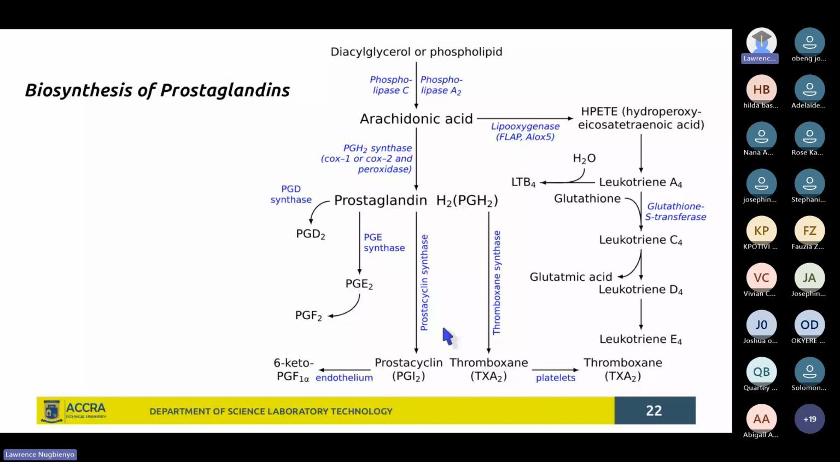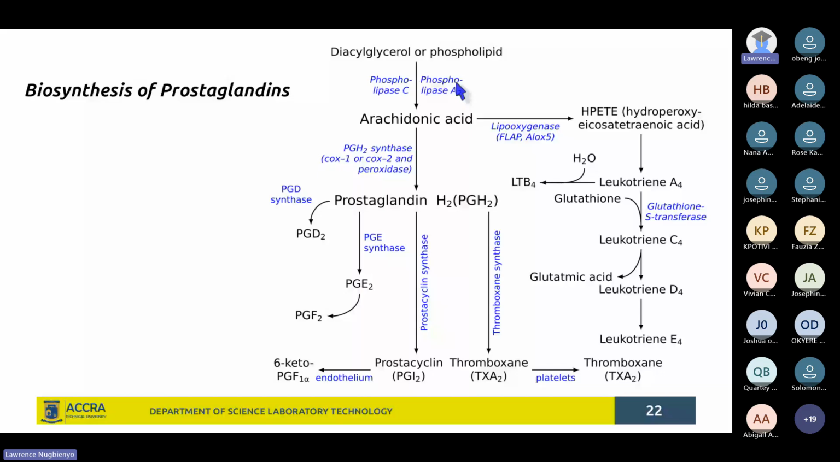And these natural analgesics are produced from arachidonic acid. That's a fatty acid. Arachidonic acid is a fatty acid with 20 carbons. And you have the enzymes phospholipase C and phospholipase A2 that will act on diacylglycerol or some phospholipid, and together this arachidonic acid will be produced.